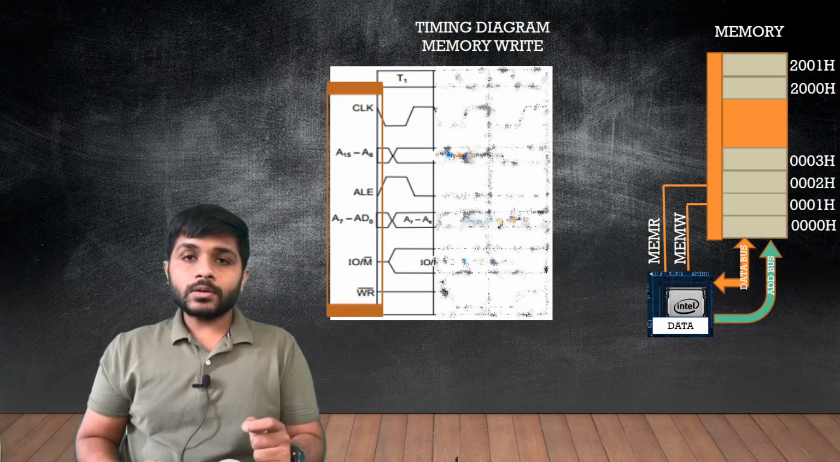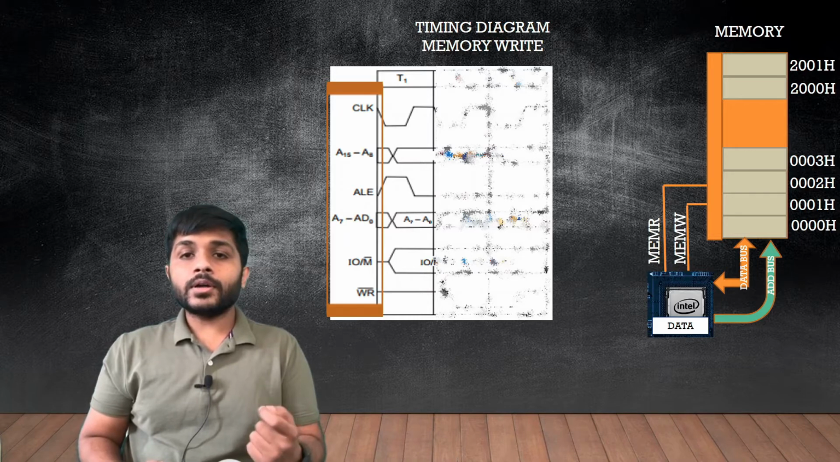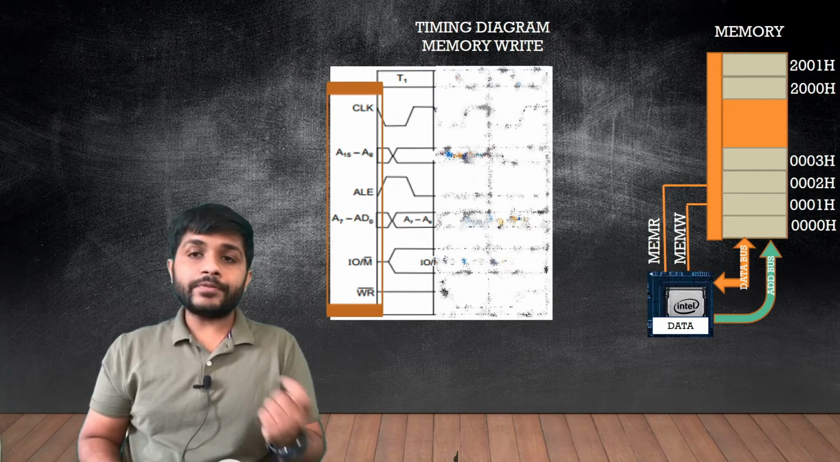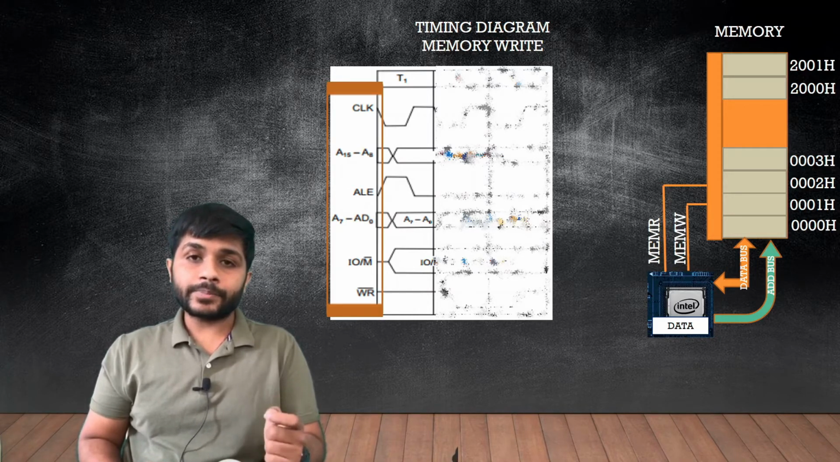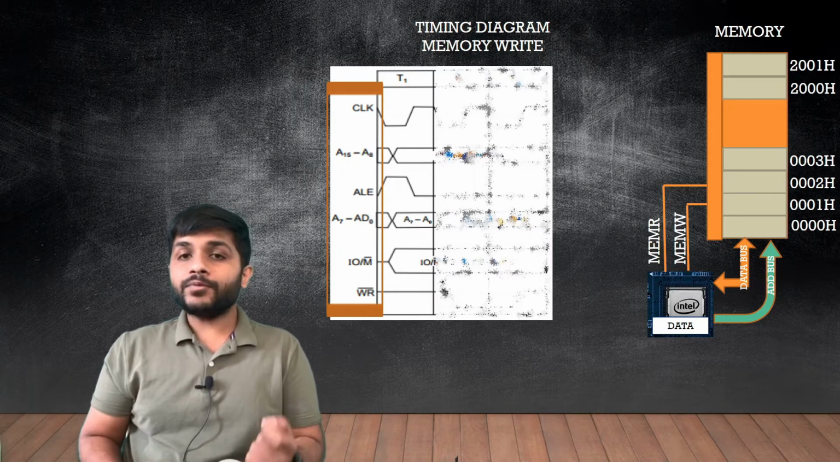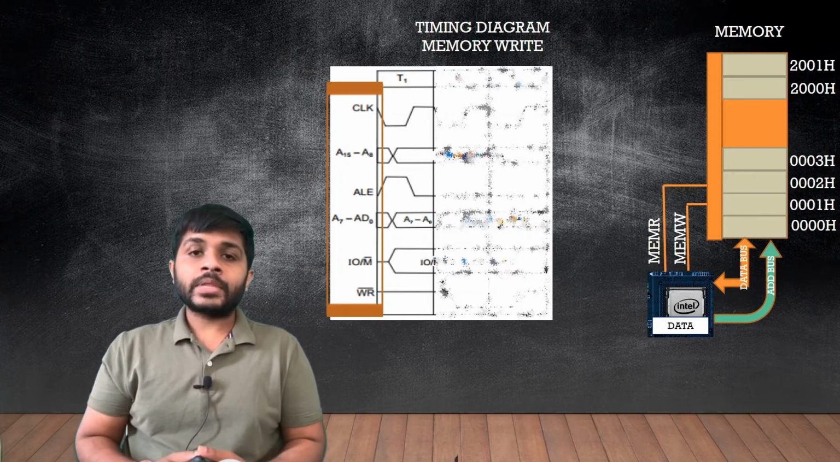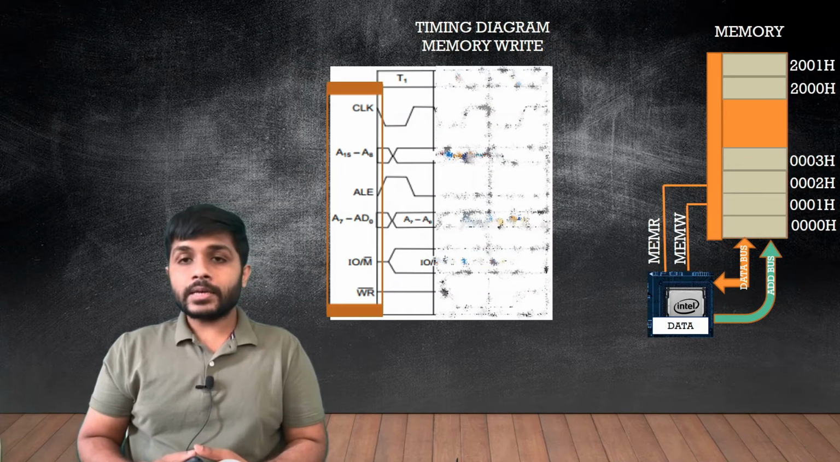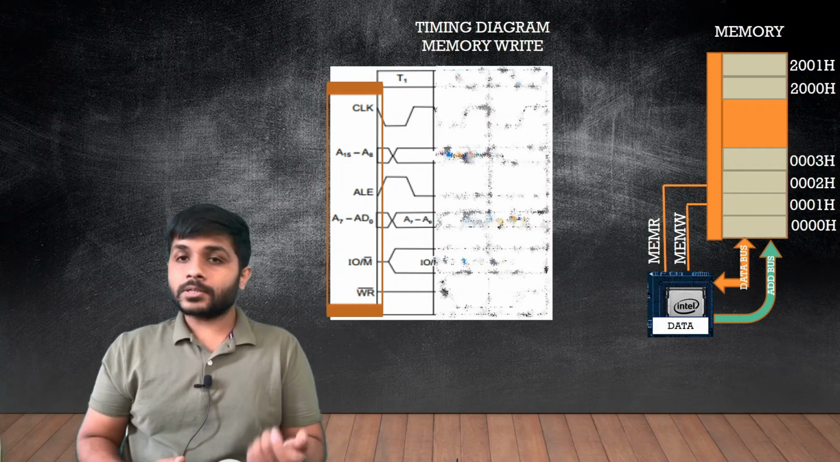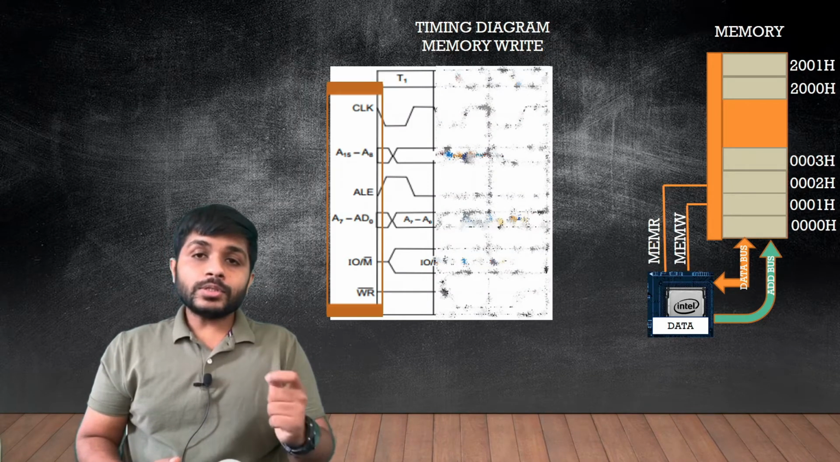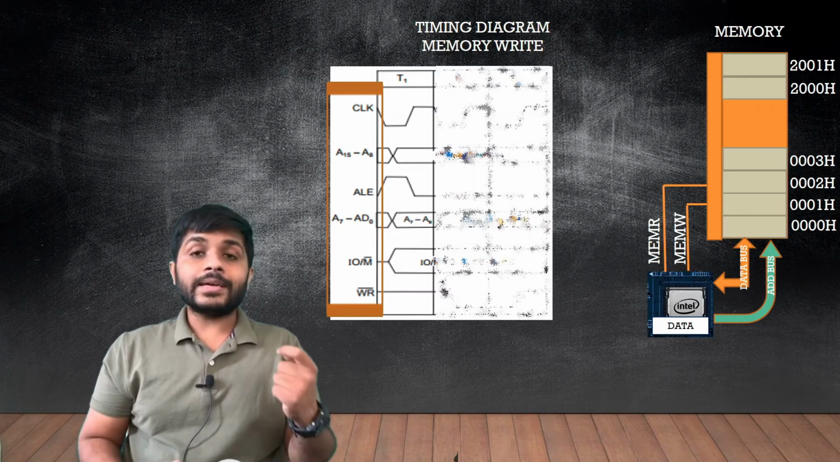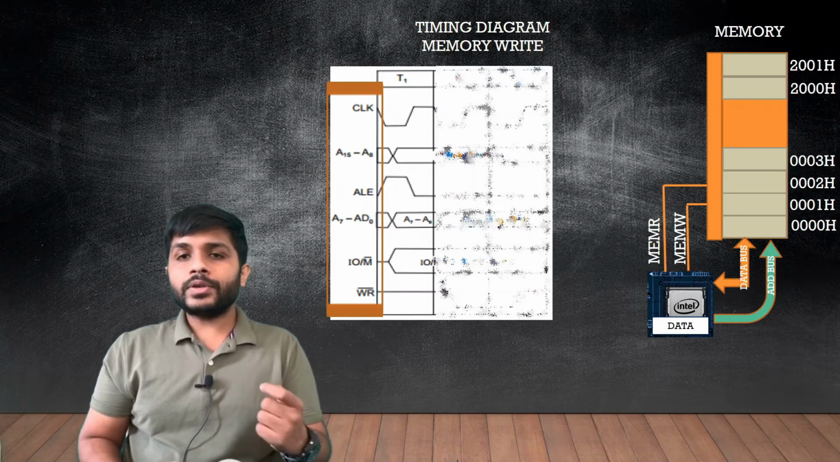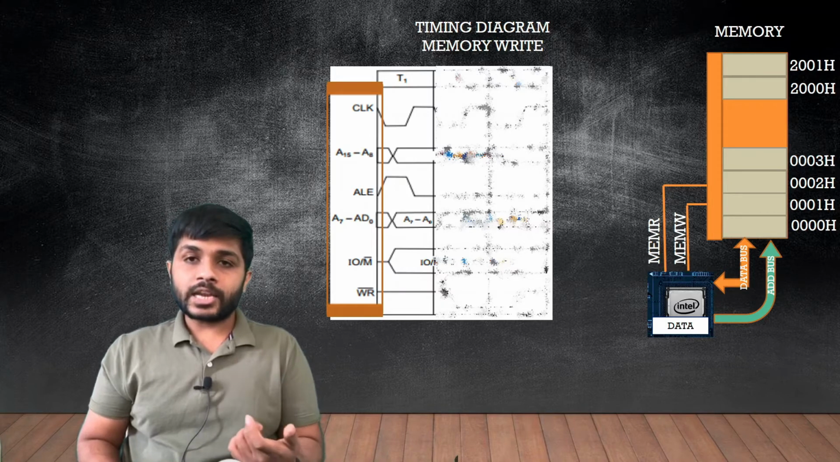So there is a clock, then there is a higher order address bus which is A8 to A15, a dedicated address bus. Then there is ALE, which is address latch enable. Then AD0 to AD7, it is a multiplexed bus. And to use the AD0 to AD7 as A0 to A7, we will use the address latch enable.